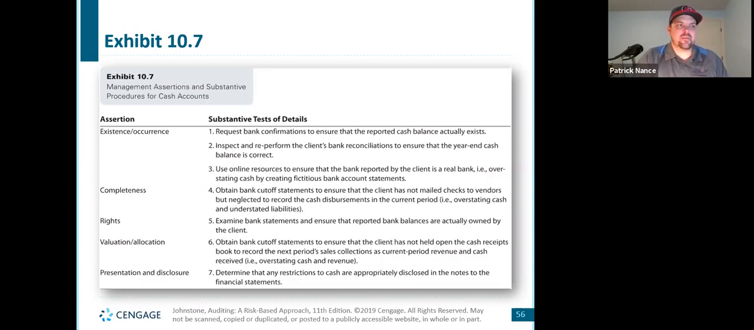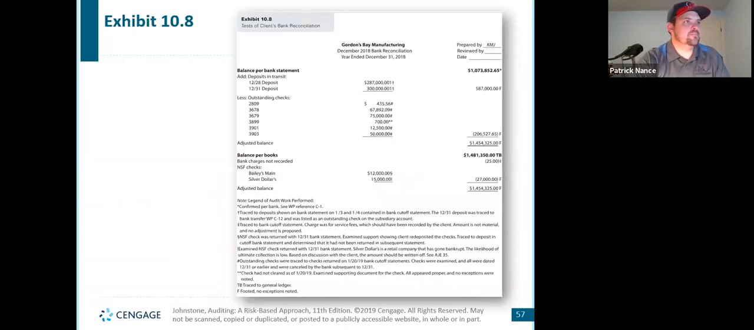Presentation, determine any restrictions to cash and appropriately disclose. So, for example, if there's collateral or some sort of restricted cash, that happens in not-for-profits a lot because you can restrict cash based on donation requirements. Okay, so this is an example, this is 10.8 on page 520.